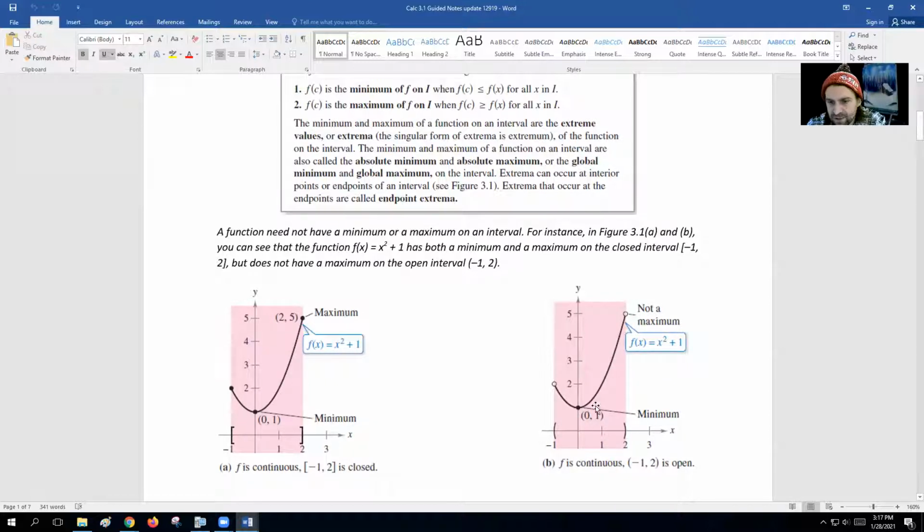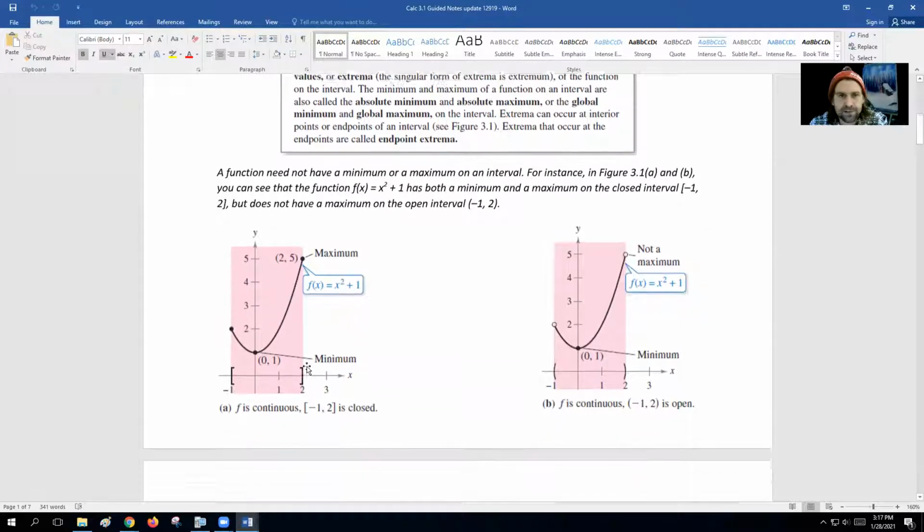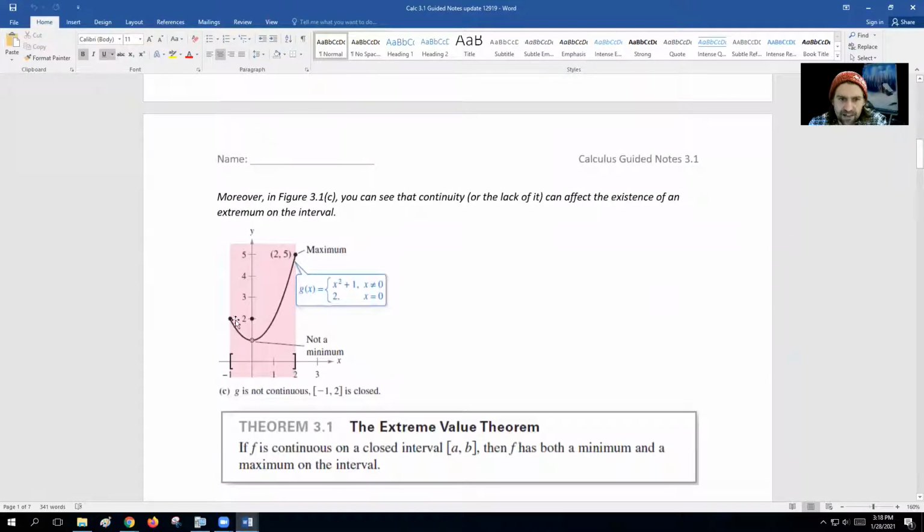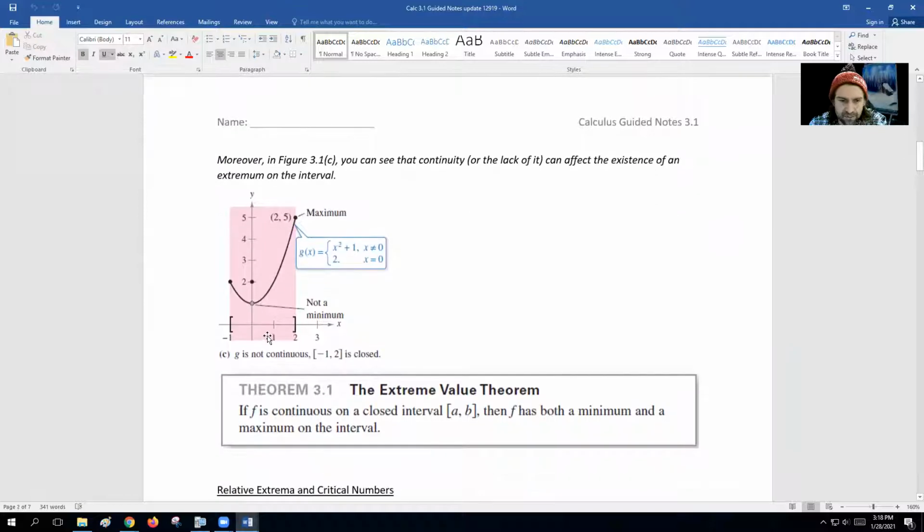Now, if we have an open interval, meaning we don't include those endpoints, we still have a minimum here because that's the lowest point, but since those are not actual dots on the graph, we can't assume that those are maximums. That's a little nitpicky, but for the most part, we're going to look at just closed intervals because they're the easiest ones to do math with. And same thing too, if this was an open dot here, that would not be a minimum.